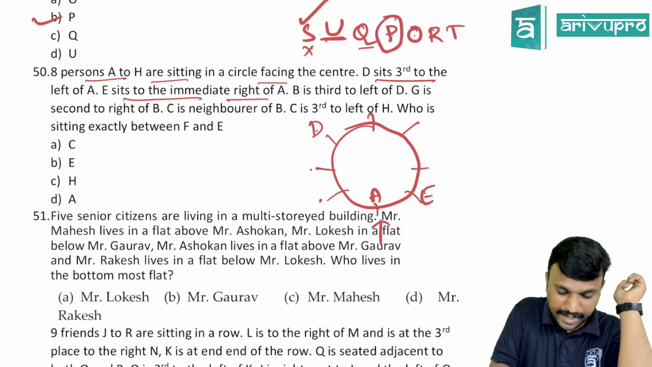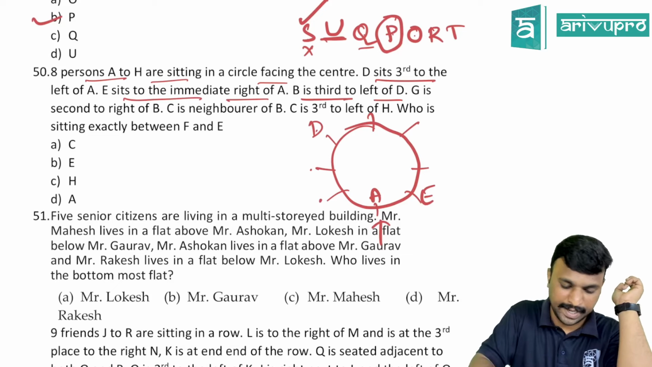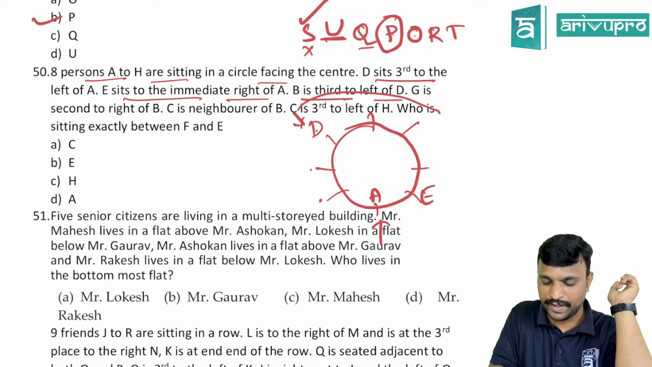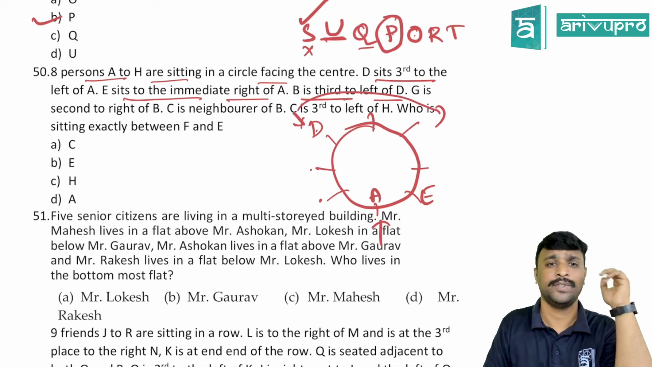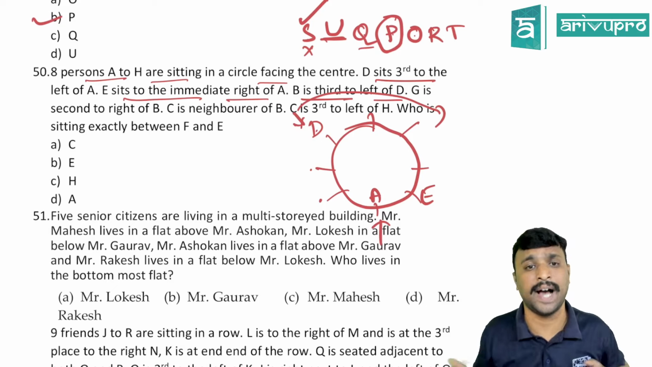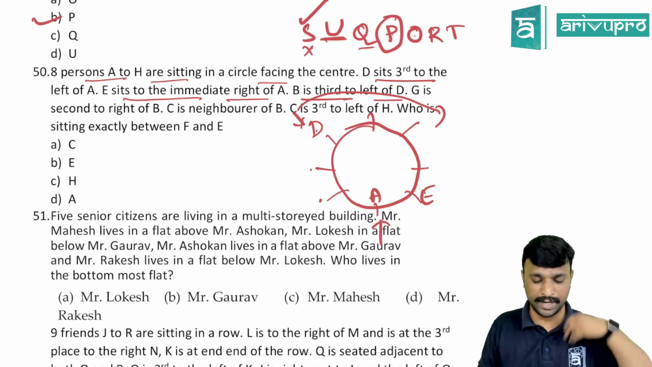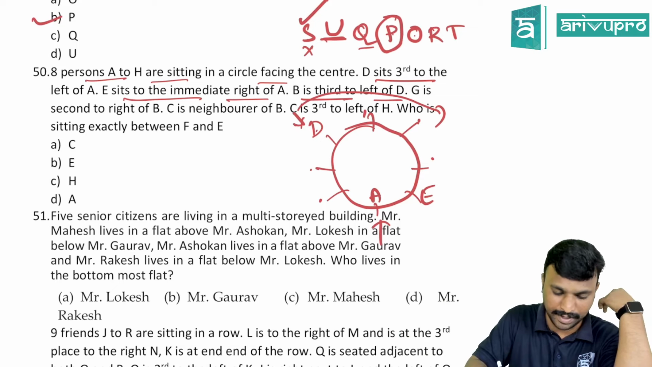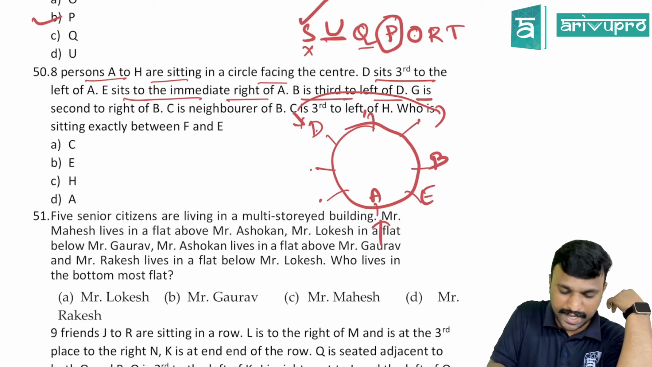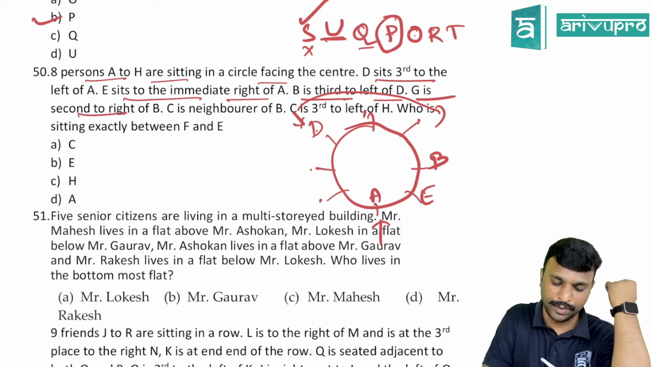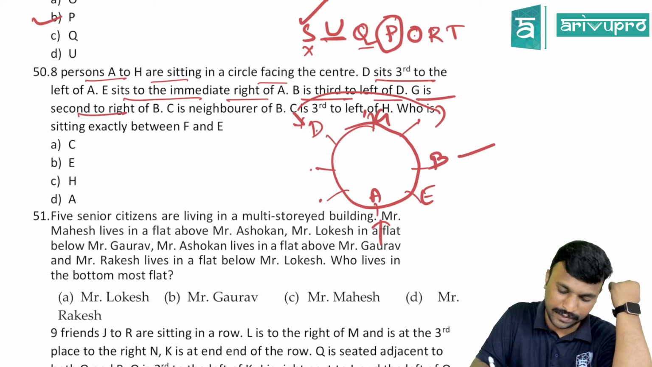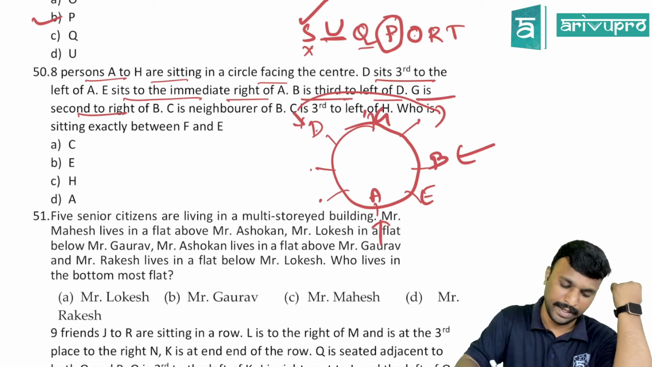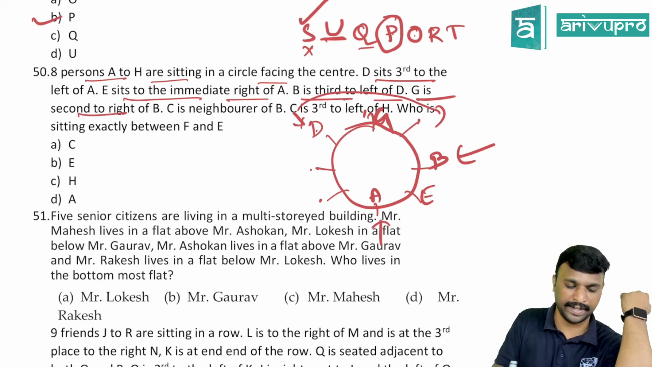And then B is third to the left of D. Guys, all are facing the center. Left is this side of D. Yes or no? So left looks, as though it is our right. So third to the left of D means our right side: 1, 2, 3. Here comes B. G is second to the right of B. So G should definitely be here because B is facing center. All are facing center. Definitely G should be at this particular position, satisfying the condition.